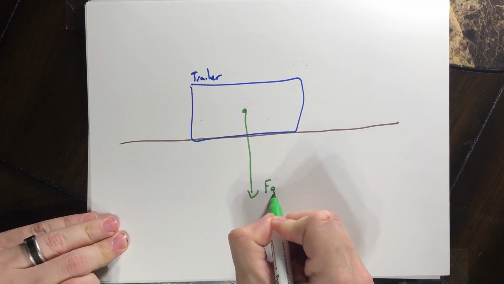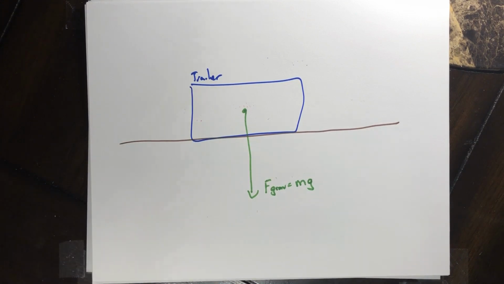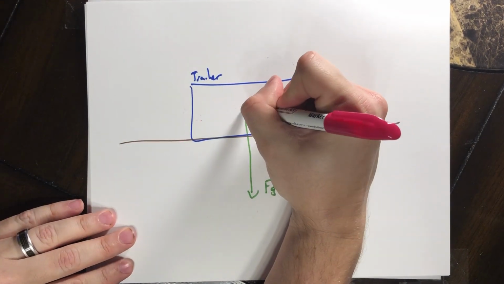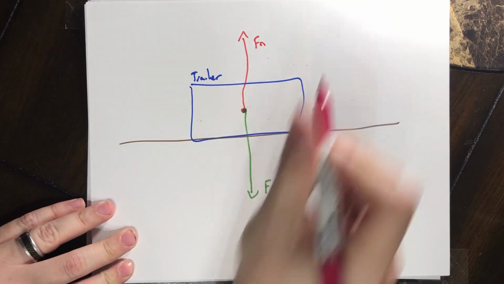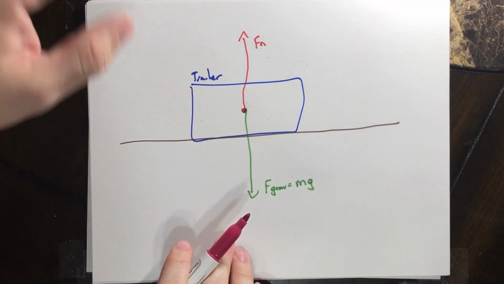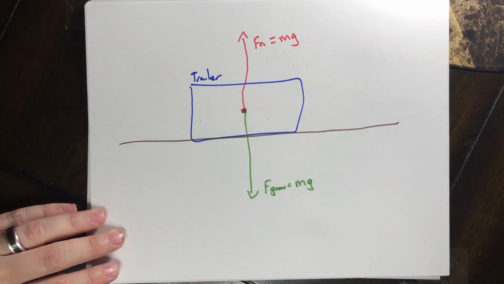So the force of gravity, which is always mg, mass times g. But it's not accelerating into the ground or flying off the ground. So we have a force holding it up, which in this case is the actual ground. It's going straight up, and that's called our normal force, which in this case, because it's not accelerating, flying into the air or into the ground, has to be equal to the force of gravity.